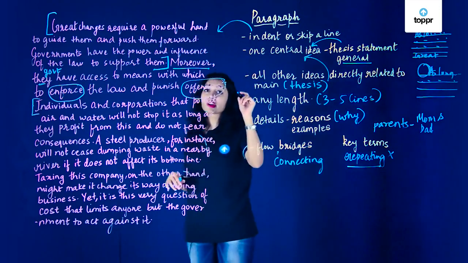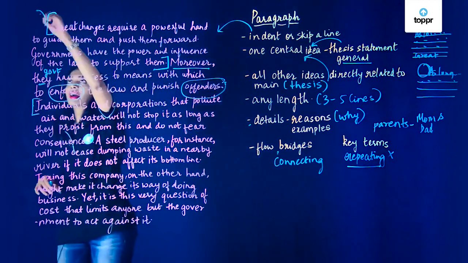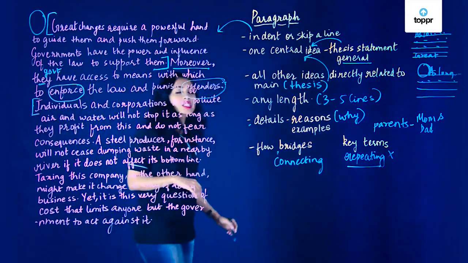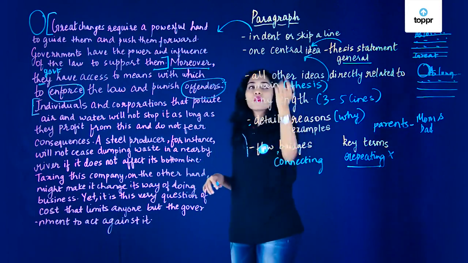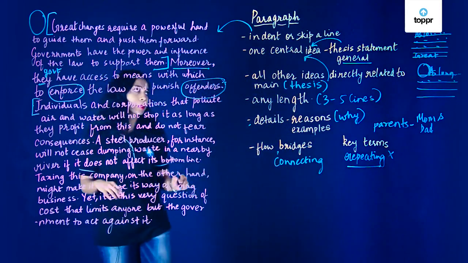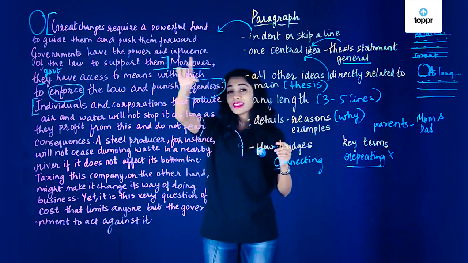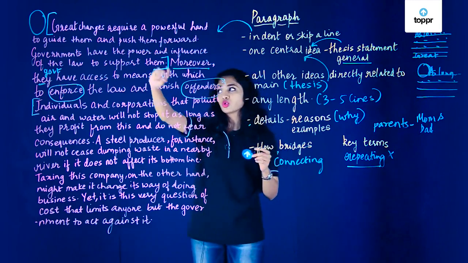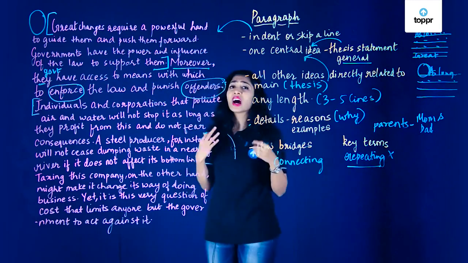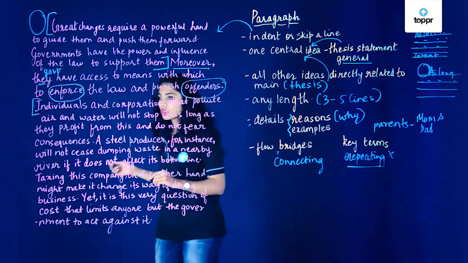And most importantly, I forgot to tell you something earlier. Just notice how I have left the indent here before starting the paragraph. So moving on, where were we? We were at individuals and corporations. So this is our thesis statement. We have connected the next line of our paragraph to the thesis statement. And now we'll talk about the reasons and examples, this part here.